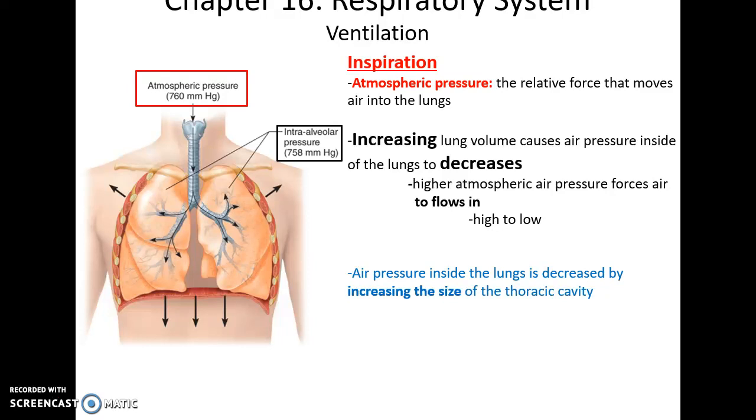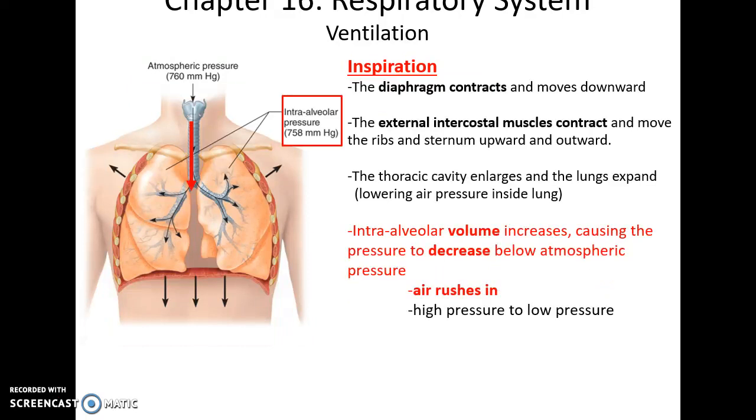So in order to decrease the air pressure in the lungs, you have to increase the lung volume. By breathing in, we have the diaphragm and external intercostals spread out, causing the lungs to increase in volume. This increase in volume causes the pressure to go down. Now the air pressure in the lungs is less than outside, so air rushes into the lungs.